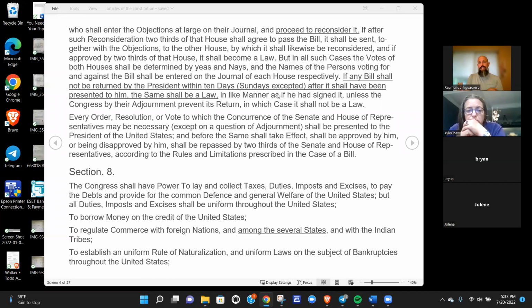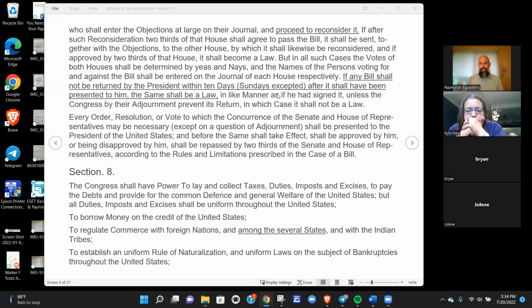He rejects it. He's going to say why he rejected it. And they get to reconsider the bill with his comments. If after such reconsideration two thirds of the House shall agree to pass the bill, it shall be sent, together with the objections, to the other House, by which it shall likewise be reconsidered. And if approved by two thirds of that House, it shall become a law.